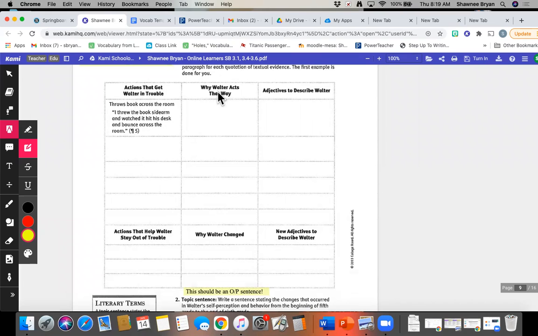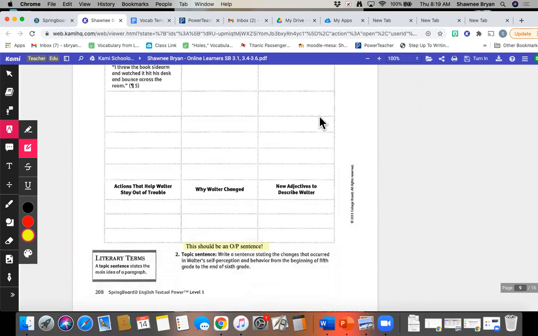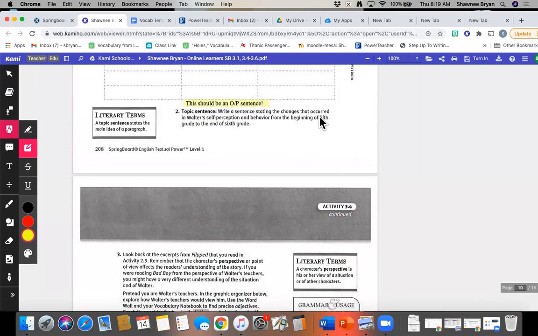The middle column, why Walter acts that way, and adjectives to describe Walter. At the bottom, it asks you to write a topic sentence stating the changes that occurred in Walter's self-perception and behavior from the beginning of 5th grade to the end of 6th grade. So essentially, what change took place from 5th grade to 6th grade. And this should be an OP sentence, meaning you should be starting with a word like although, even though, if, or because.